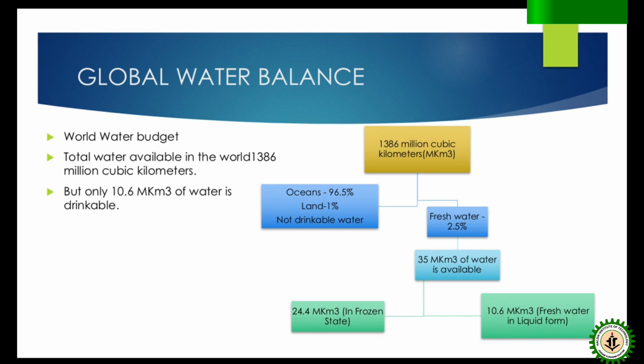Now again, what is happening? If you see, 24.4 million cubic kilometers is in frozen state. This much water is in frozen state, which again you cannot drink. Now what is left over? Only 10.6 million cubic kilometers of fresh water is available in liquid form, readily available. So now you understand why water is so precious.